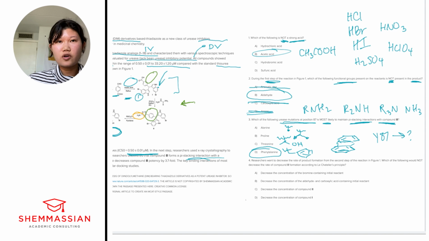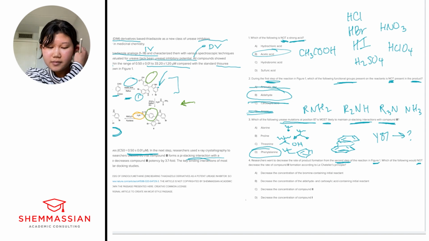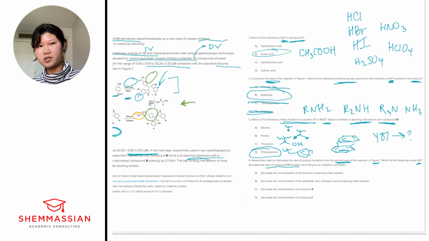All right. So lastly, question 4. Researchers want to decrease the rate of product formation from the second step of the reaction in figure 1. So keywords, second step, figure 1. Which of the following would not decrease the rate of compound 2 formation according to Le Chatelier's principle? So again, we're looking for something that would not. And specifically, we're looking at the rate of compound 2 formation in terms of Le Chatelier's principle.